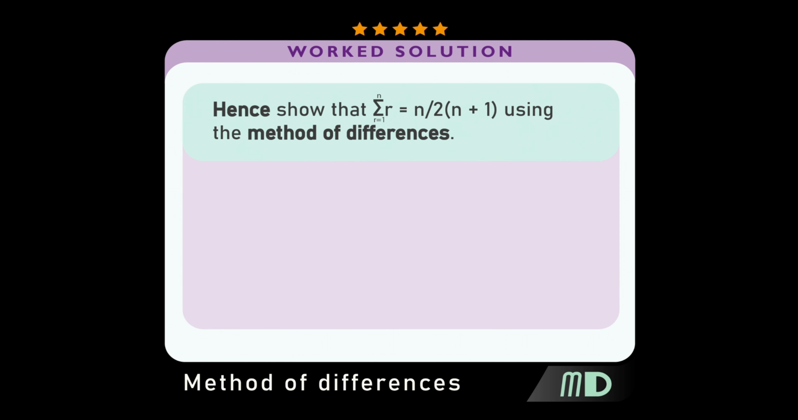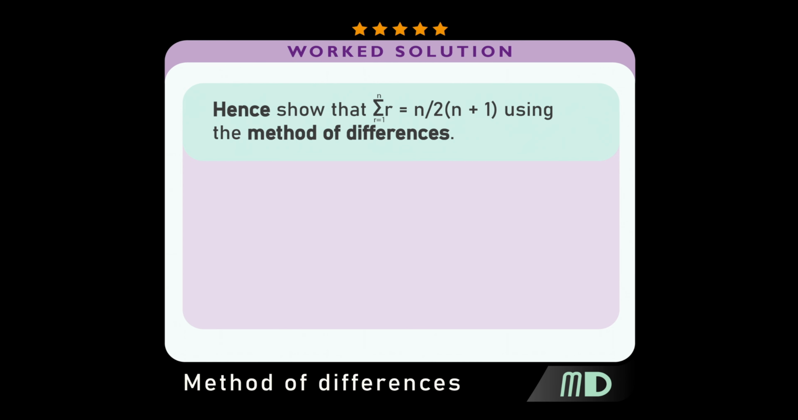Answering this question is a 4-step process. First, we need to set up the identity using the previous result and sum both sides from 1 to n, substituting values of r beginning with 1 and finishing with n, before solving to find the sum of r.